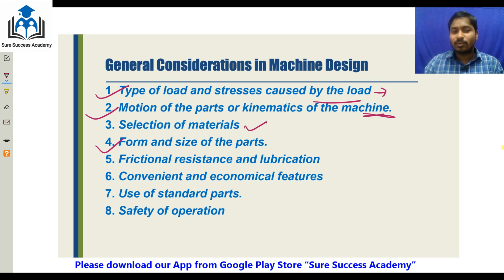Frictional resistance and lubrication: due to frictional resistance, power losses will be there, so to minimize this, proper lubrication should be provided. The designer should also know that. Convenient and economical fixtures: based on these, you also have to adopt the use of standard parts. Whatever standard parts already exist in the market, you can take and use; there is no need to redesign these things again. For example, keys, shafts, and gears are all available in the market, and you take and adapt them in your design.